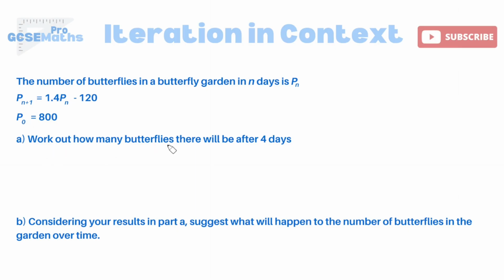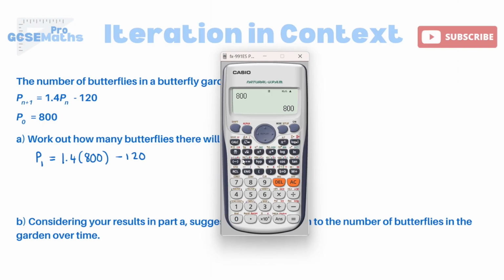Part A, work out how many butterflies there will be after 4 days. Okay, so normally it's 3 times, but they might ask you for more. So P1 would be the 1.4, substitute in the previous amount, which is 800, minus 120, so our starting amount is 800. Just save that in the calculator. Then type in the formula. Okay, so for the first day, we've now got 1,000 butterflies.